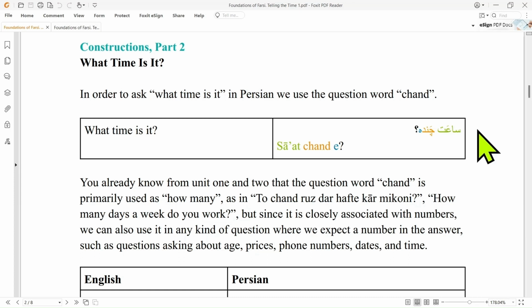And in order to ask what time is it in Persian, we use the question word chand. Saat chande. Now you already know from unit 1 and 2 that the question word chand is primarily used as how many. از این تو چند روز در هفته کار میکنی؟ How many days a week do you work? But since chand is closely associated with numbers, we can also use it in any kind of question where we expect a number in the answer, such as questions asking about age, prices, phone numbers, dates, and time.